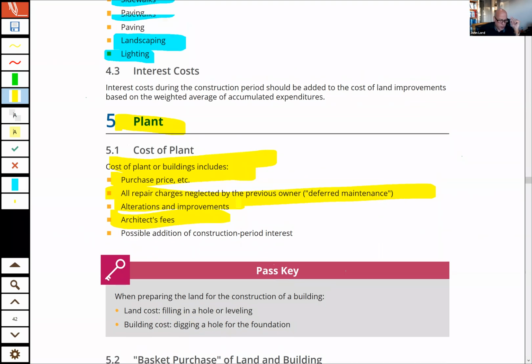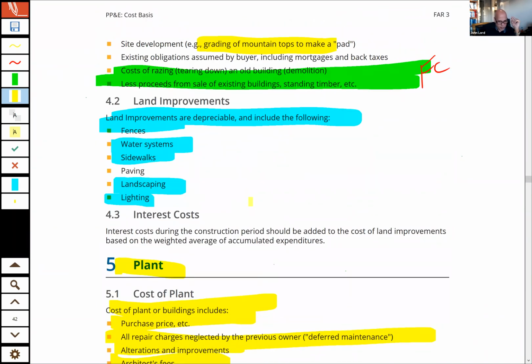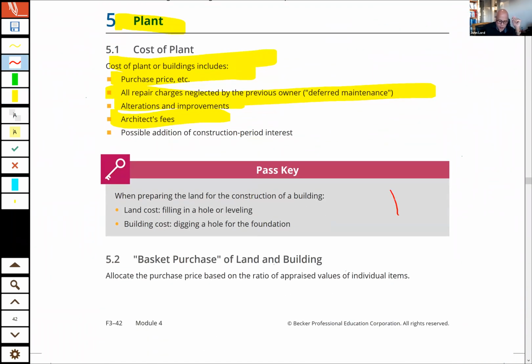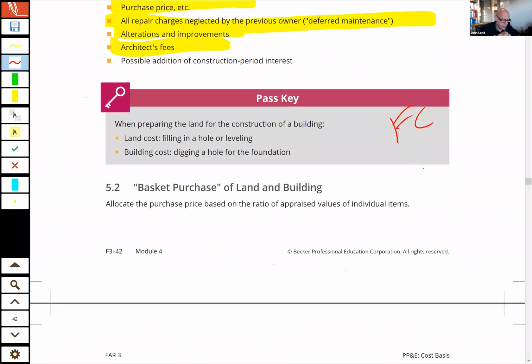Okay, so notice, guys, I only had you flashcard a couple things here because I think the real flashcard is more of a visualization right here. Okay, the cost of the land is anything you have to do to get the land nice and flat so you can begin building on it. Once you start excavating for the building, putting stuff on top of the land like fences and landscaping, that's part of land improvements or building.